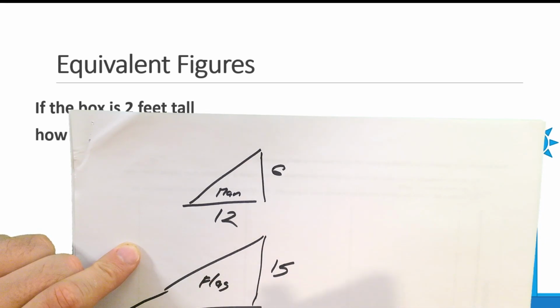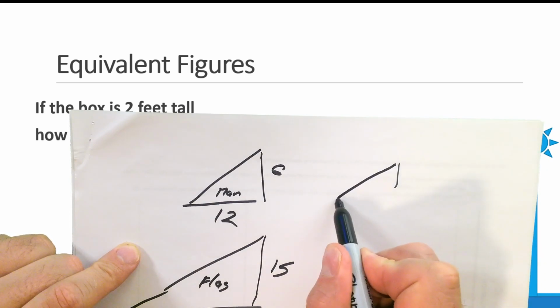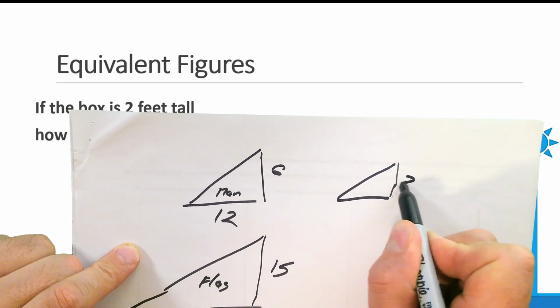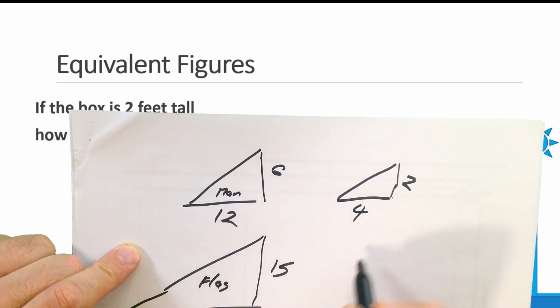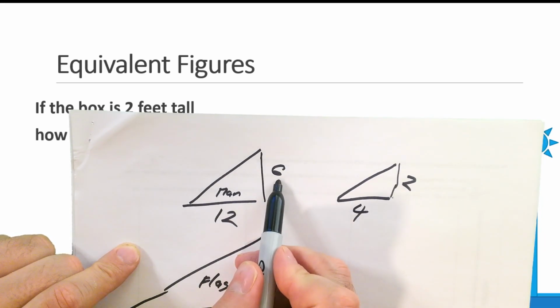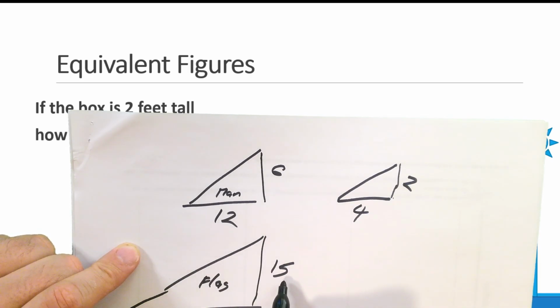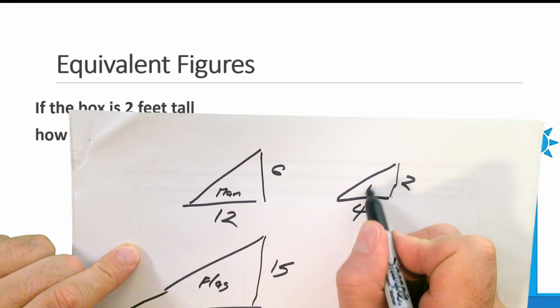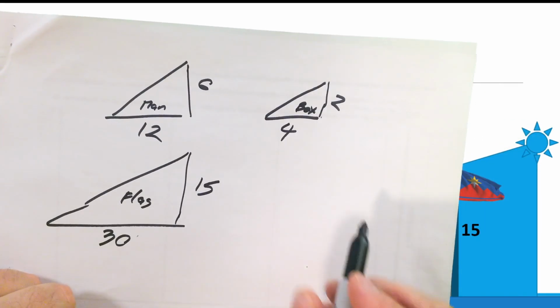Now, hopefully you can see, just with your intuition, that a 2-foot box would cast a 4-foot shadow, because a 6-foot man is casting a shadow that's twice as long, and a 15-foot flagpole is casting a shadow that's twice as long. So the box would certainly do the same. But if you didn't see that, you could just use a ratio.